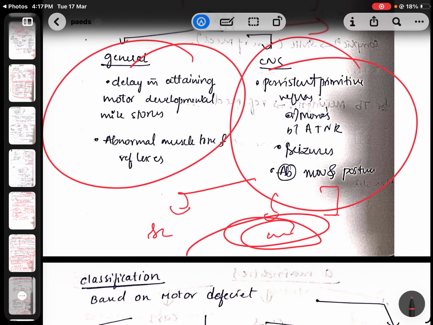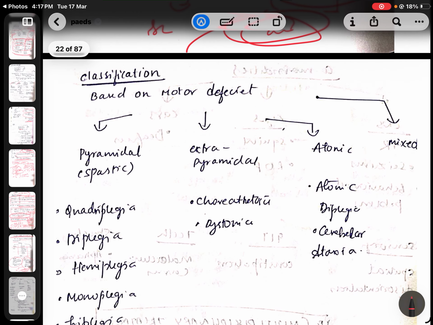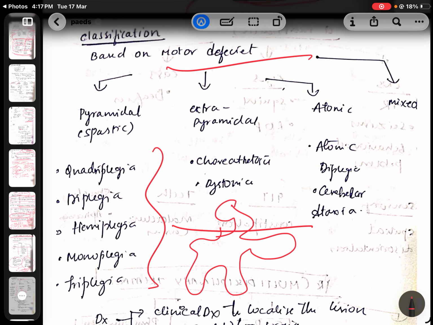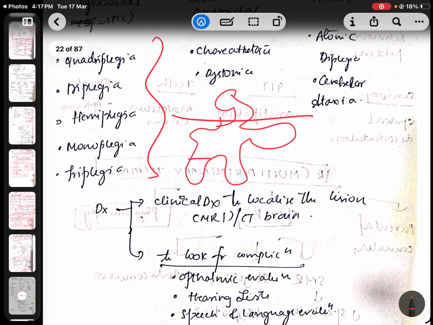The basic thing is how you fit the clinical features in one part of the page provided by the university, right? So the clinical features themselves you can present as the core. Then based on motor deficit, you can have pyramidal, extrapyramidal, cerebellar, mixed, or atonic. Based on that, you might have quadriplegia, diplegia, monoplegia, or triplegia. I think you know it. I don't think I need to talk about that.